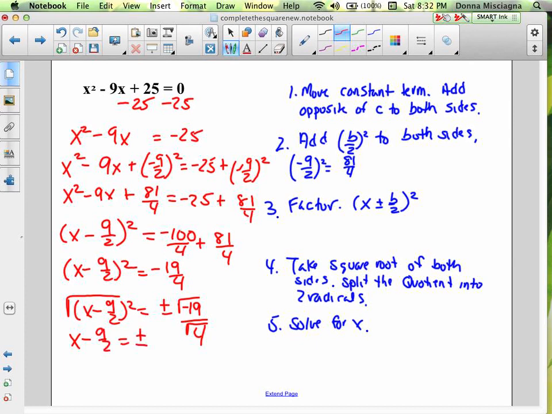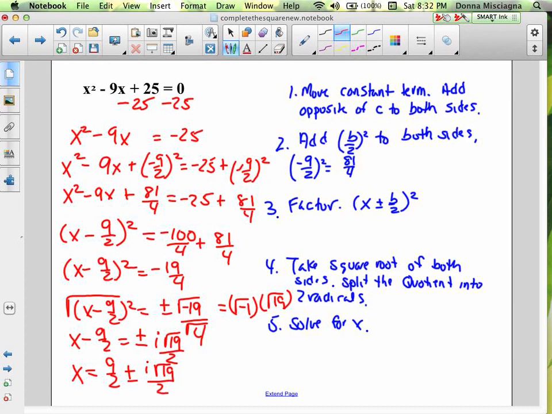On the other side, we can simplify the square root of negative 19, because that's equal to the square root of negative 1 times the square root of 19. And we know the square root of negative 1 is i. Then the 19 has to be stuck in the radical. That is a prime number. And the square root of 4 is 2. Now all we have to do is add 9 halves to both sides. x equals 9 halves plus or minus i square root of 19 over 2.